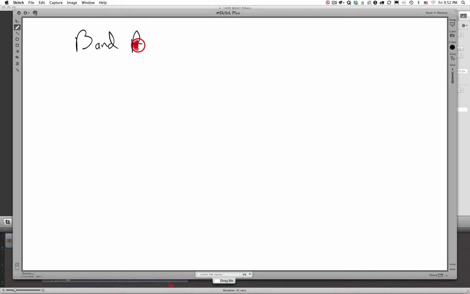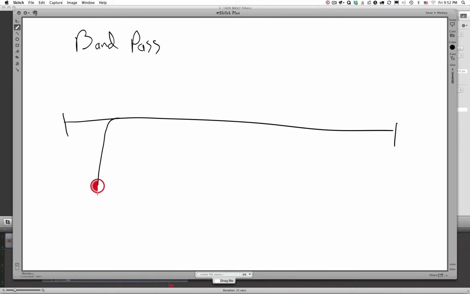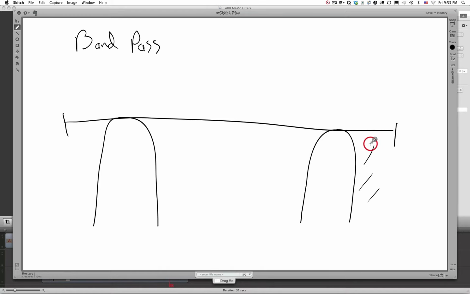a bandpass filter that has a narrow band, and that band of frequencies could be like this. We could also have a bandpass filter that was like this, up here. So these are the frequencies that are allowed to pass, and they could be mainly high frequencies. The key is that it's only a band of frequencies being allowed to pass and everything else is being removed.